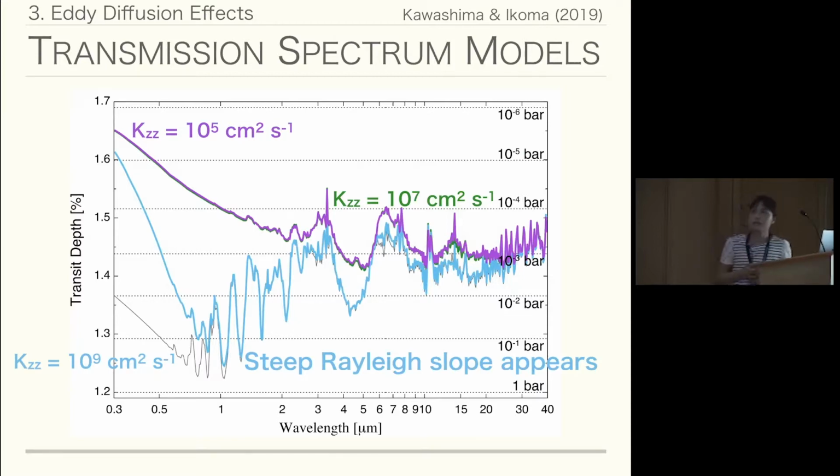We found that the larger eddy diffusion coefficient case produced a very distinctive Rayleigh scattering slope in the optical. This comes from the very steep gradient of the mixing ratio of the haze particles in the atmosphere. Also, you see that there is not much difference between the fiducial case and the smaller case. This is because for these values of the eddy diffusion coefficient, eddy diffusion transport does not play a role in the distribution of haze particles.